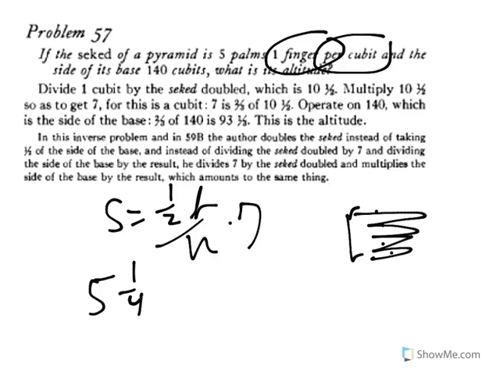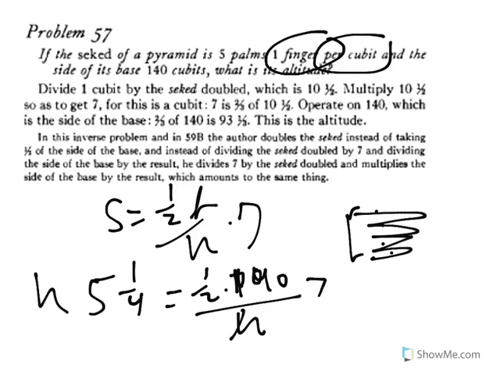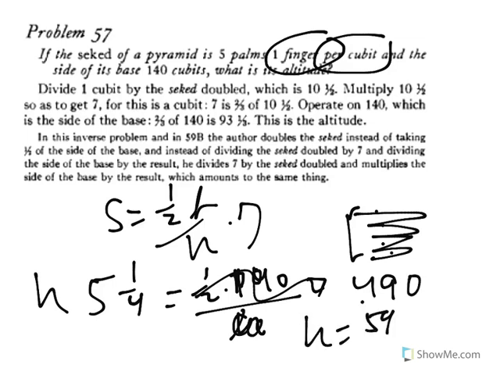Oh, notice it says per cubit. So they are saying it's like a rate. And the side of its base is 140. And we don't know what its height is. So if I multiply both sides by h, and I work this out, it becomes 490. The height's going to be whatever 490 divided by 5 and 1/4 is. And they ended up getting 93 1/3.